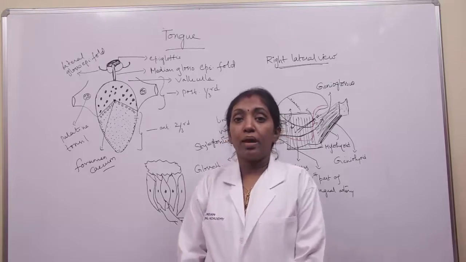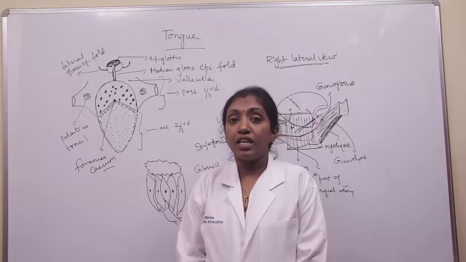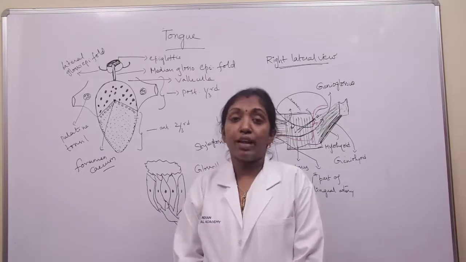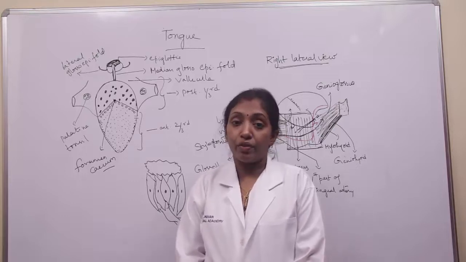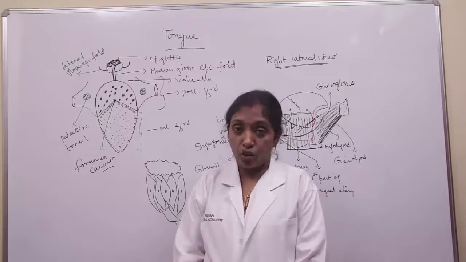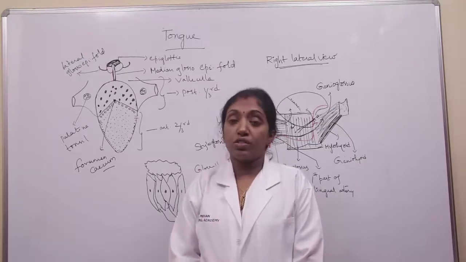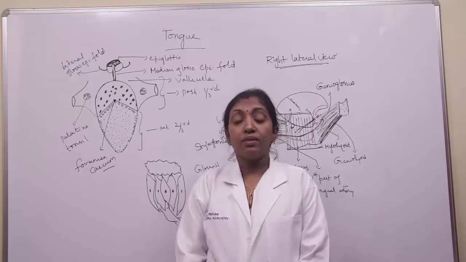And coming to the lateral margins of the tongue, they are covered by mucous membrane, and they are attached to the palatoglossal arch and palatopharyngeal arch. In between the palatoglossal and palatopharyngeal arch, we will be able to see the palatine tonsil. And coming to the inferior surface of the tongue, it forms the floor of the oral cavity.